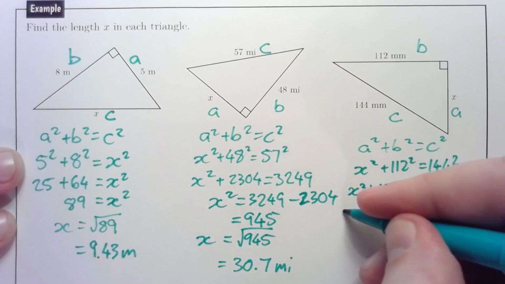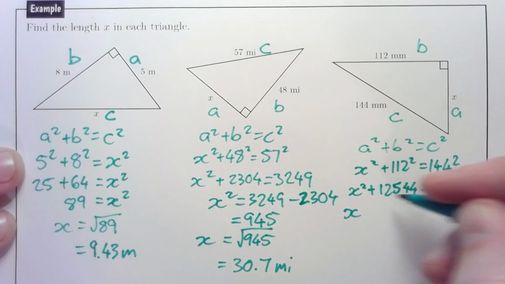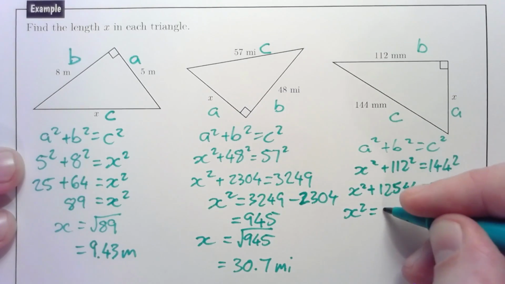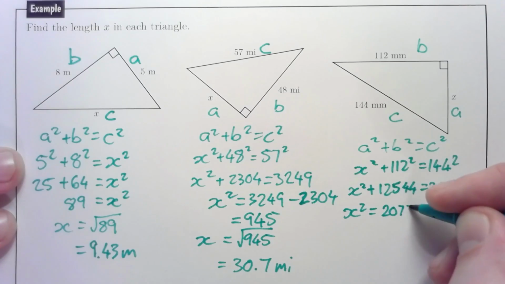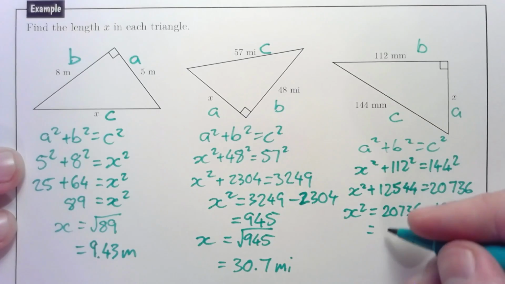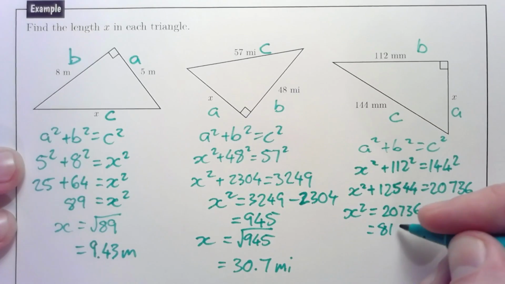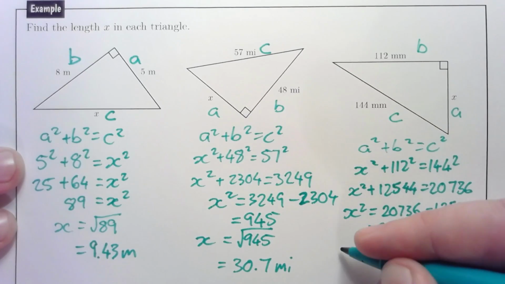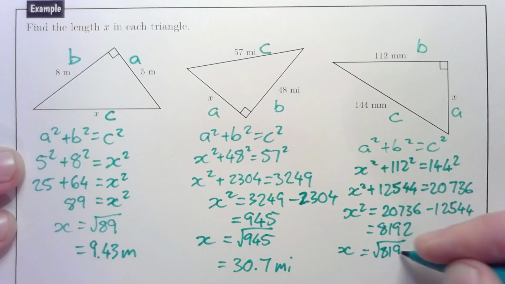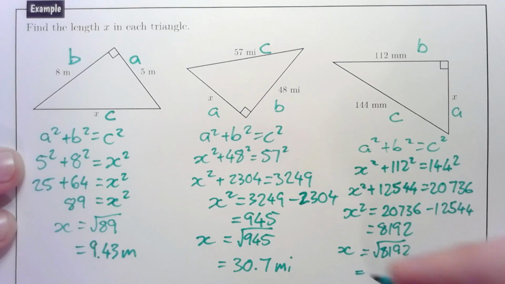To get x squared, we can subtract the 12,544 from both sides. So x squared equals 20,736 take 12,544, which is 8,192. So x is the square root of that number, which works out to be 90.5 millimeters.